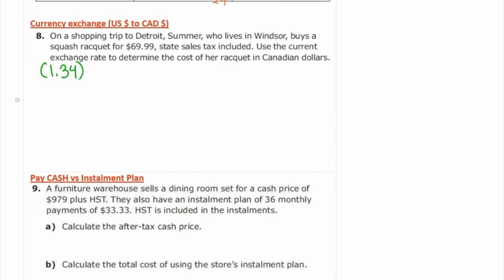So next one here is the currency exchange, and we're asked to convert from US dollars to Canadian dollars. We're asked to find the Canadian dollar price for a racket if a person goes on a trip to Detroit and lives in Windsor, which is in Canada. So the person lives in Canada but travels to Detroit to get a squash racket for this amount in US dollars.